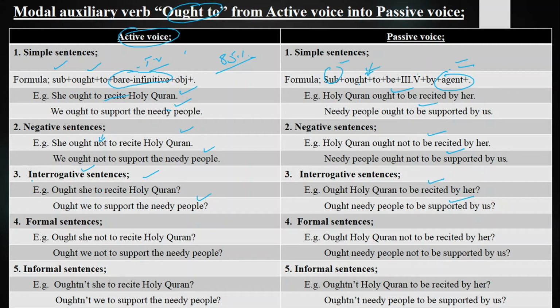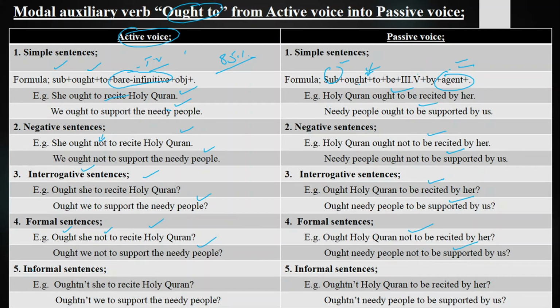Formal sentences, those sentences in which we ask a question and deny the statement, but we ask them in our respectful, polite way. We use it with our elders, or we use it with our seniors. Like we say, ought she not to recite Holy Quran? Ought Holy Quran not to be recited by her? Ought we not to support the needy people? Ought needy people not to be supported by us?